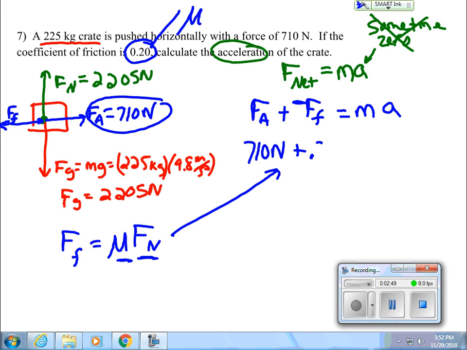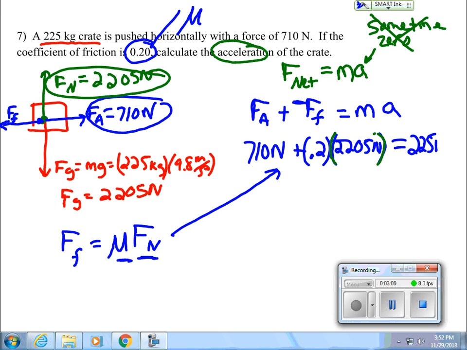I'm going to put 0.2 times my force normal, 2,205 newtons. Right, I'll put this in parentheses. Where did I get that from? I got it from right here. And then I'm going to set it equal to mass, 225 kilograms, times my A. We're trying to solve for A.